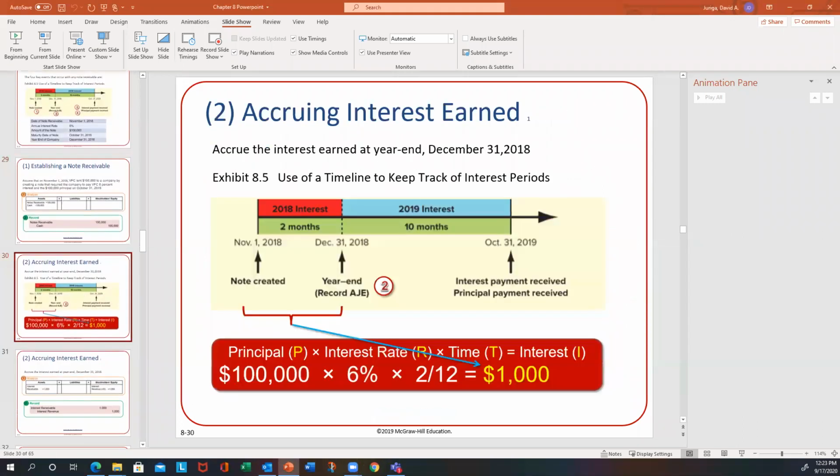And then sometimes you'll have to do that accrual. So in this case, we had November 1st through December 31st, that's 2 months. So the time period is 2 over 12. That's where they get that. The interest rate is still at 6%. Again, that's an annual rate times your principal. Gives you $1,000 of accrual.